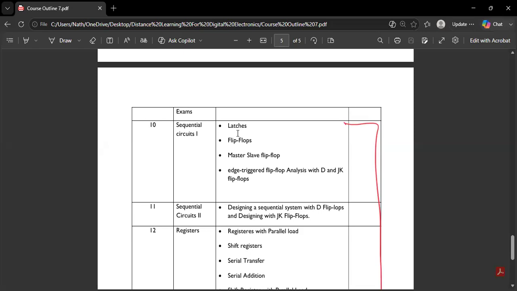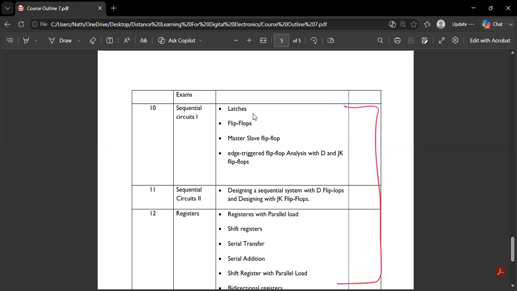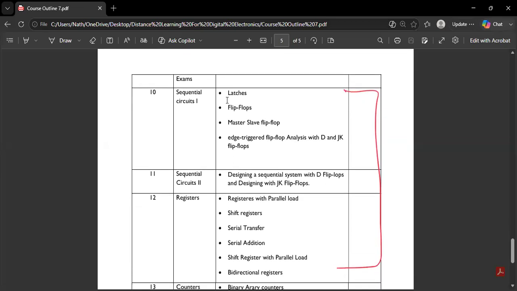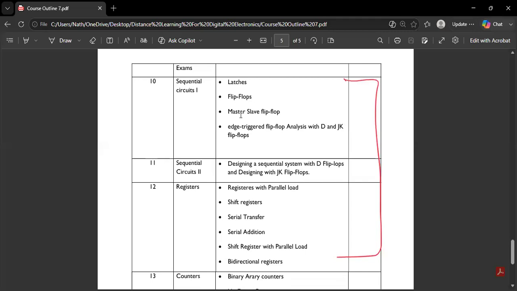We say sequential circuits have memory. When you say it has memory, it has memory of the past state. So we look at latches: the symbol representation of latches, the truth table, the Boolean expression for latches as well. We look at flip-flops. We get flip-flops from latches. There as well, we look at the symbol representation, the Boolean expression and the truth table. Look at the master-slave flip-flop. In that flip-flop, we have the master and then we have the slave. The slave depends on the master.